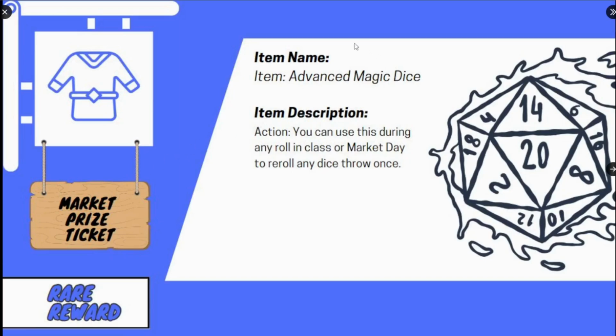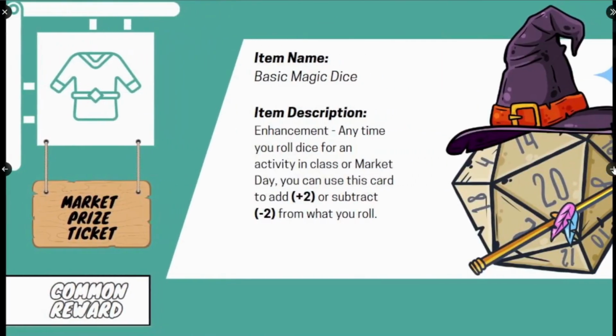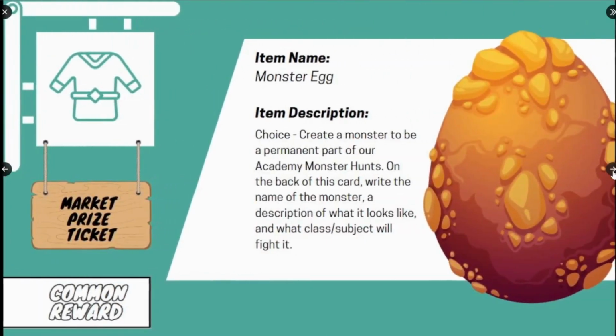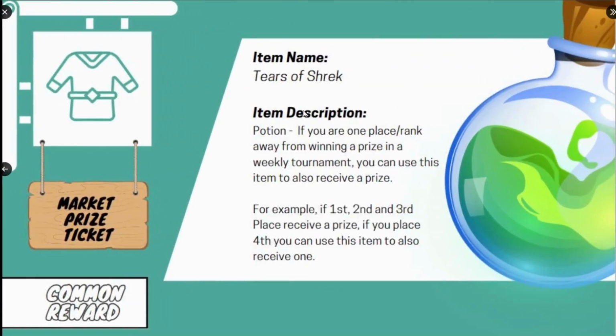So for example, if they get this card, they can use it to roll again for several activities. This one adds a little bit to rolls that they do for various activities in the class. This one allows them to name and come up with some monsters for our class, like monster hunt activities that we have. This one allows them to come up, if they were in 4th place, to be one of those top 3 people to roll.